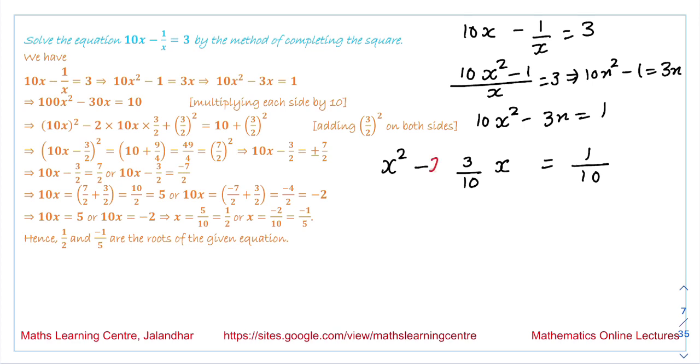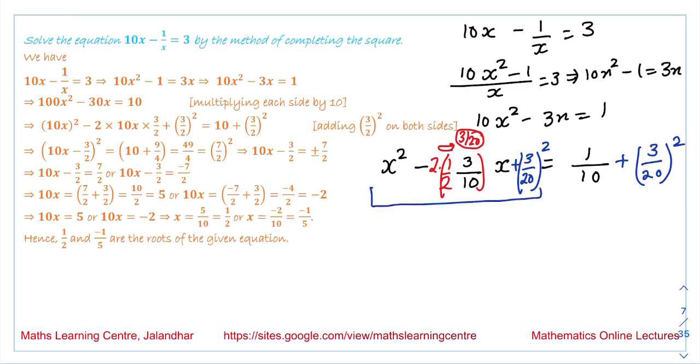To complete the square, we are multiplying and dividing this term by 2. Now this whole term is 3 by 20. So we are adding 3 by 20 square on this side and 3 by 20 square on this side. We have added 3 by 20 square on both sides of this equation. So this whole term is the formula for x minus 3 by 20 whole square, that is equal to 1 by 10 plus 9 by 400.